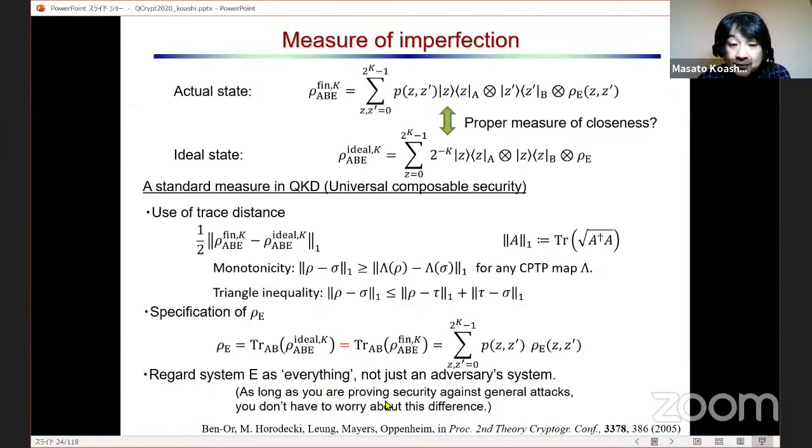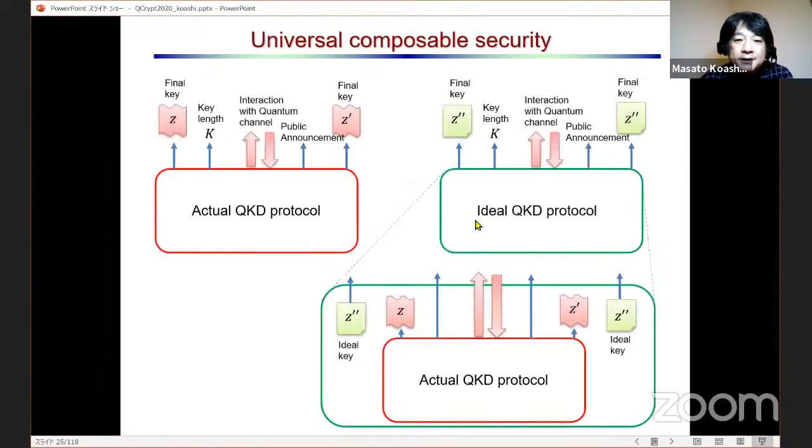And as long as you're proving security against general attacks, then you don't have to worry about this difference, because if you can prove that, then you automatically include everything as a system E.